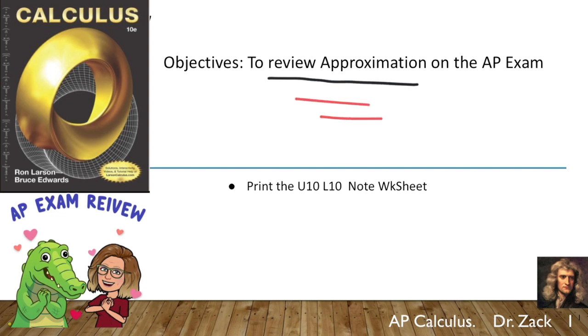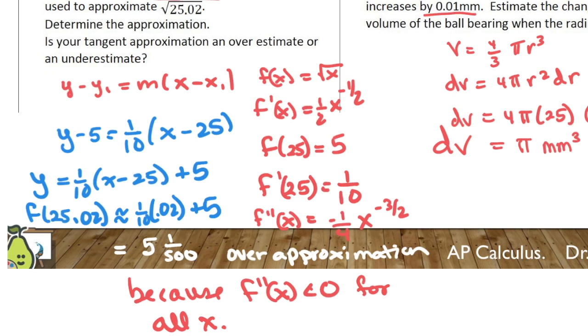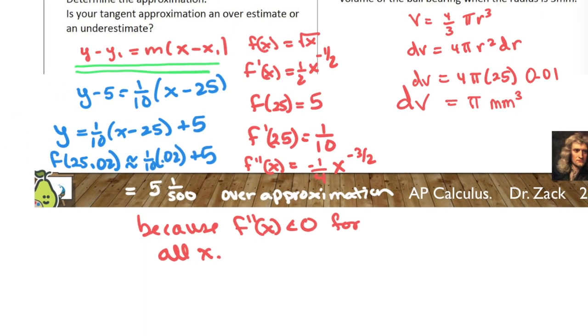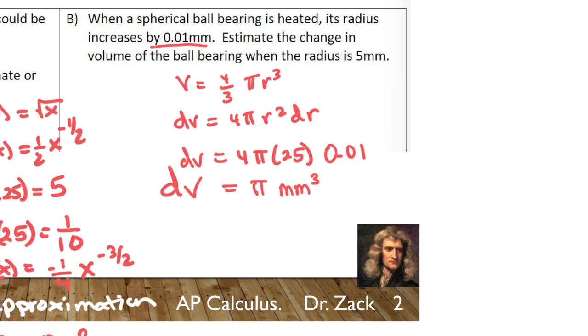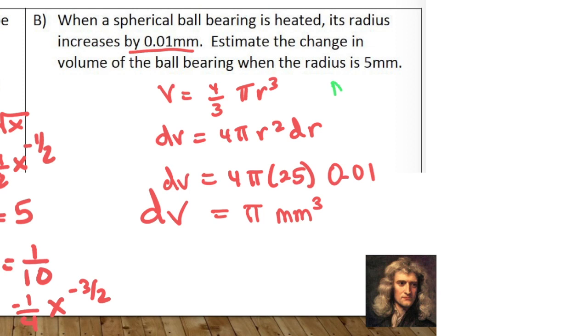Let's get started again. For today's lesson preview, you were reminded that it is essential to know how to write the equation of a tangent line. You're also reminded that in order to determine whether or not you have an over approximation or an under approximation, find that second derivative and determine whether your function was concave up or concave down near the value that you're interested in.